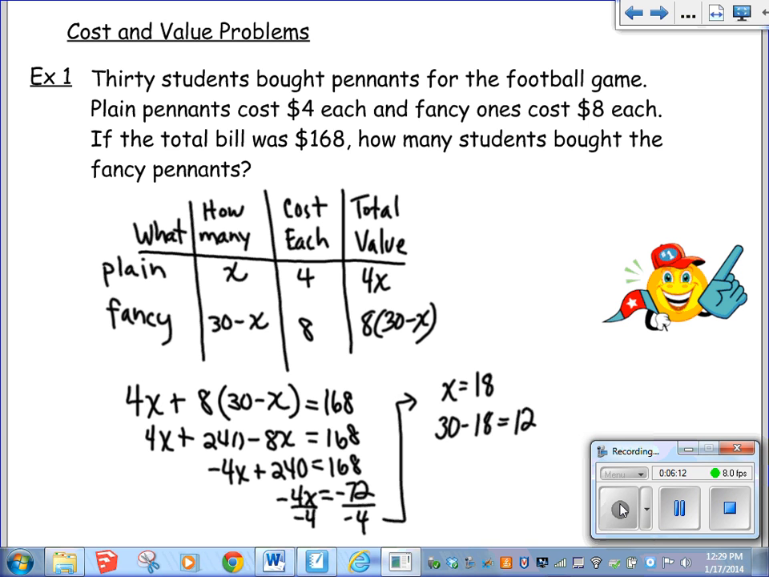So you all should have the complete sentence answer. 12 students bought fancy pennants, but Mrs. Joe was going to save a little time by not writing that. Are there any questions there? Okay, we're going to do the next two problems, but we're just going to set them up. We're not going to solve them because I know you can solve, right? So we'll work on the setup for the next two. Here we go.